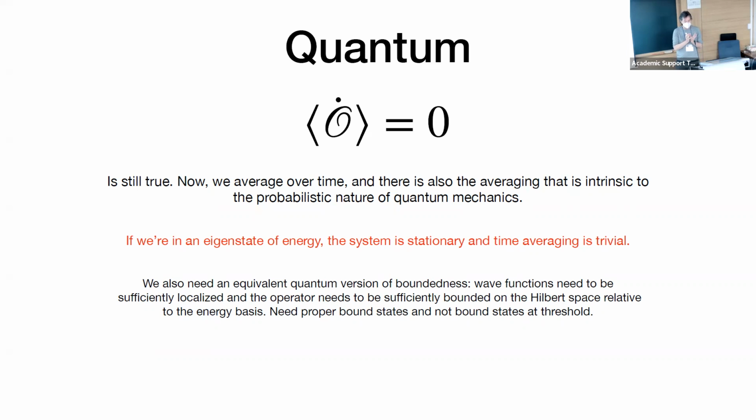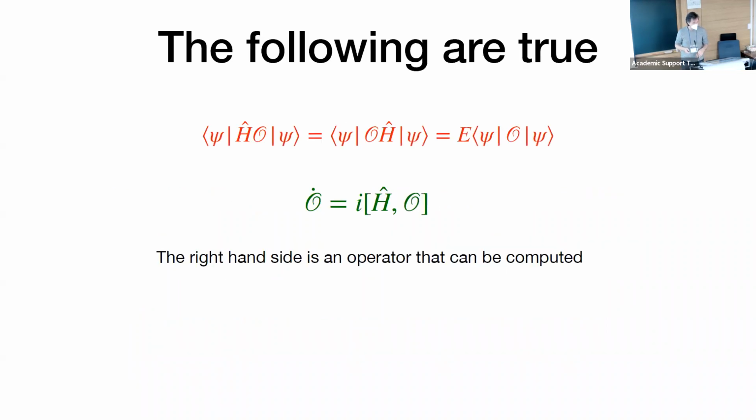The operator X in classical physics is not bounded. It can usually go all the way to infinity. But if you bound the energy, then X doesn't go very far. So you need something similar like this, that if you put a bound that the state doesn't go too far, roughly stated, you need proper bound states in a bound state problem rather than bound states at threshold. So you want the tails to decay sufficiently exponentially for everything to behave well. Okay, once you've put all these caveats in place, the following are true.